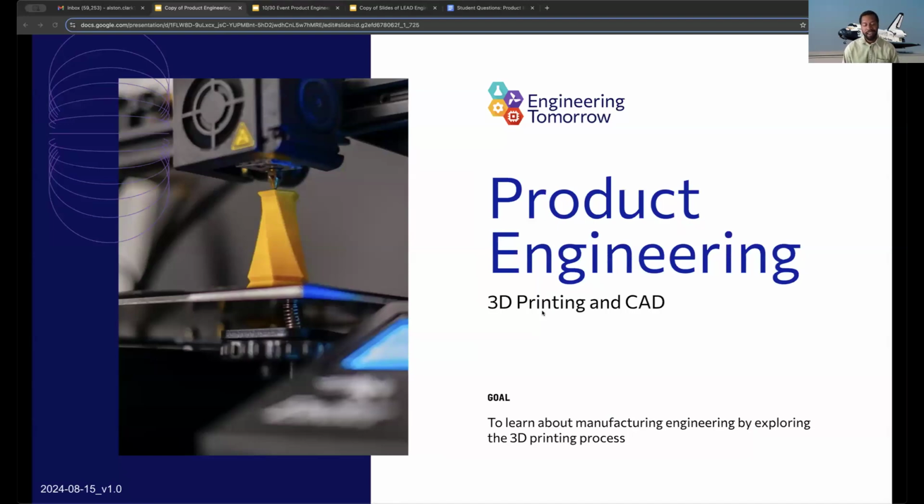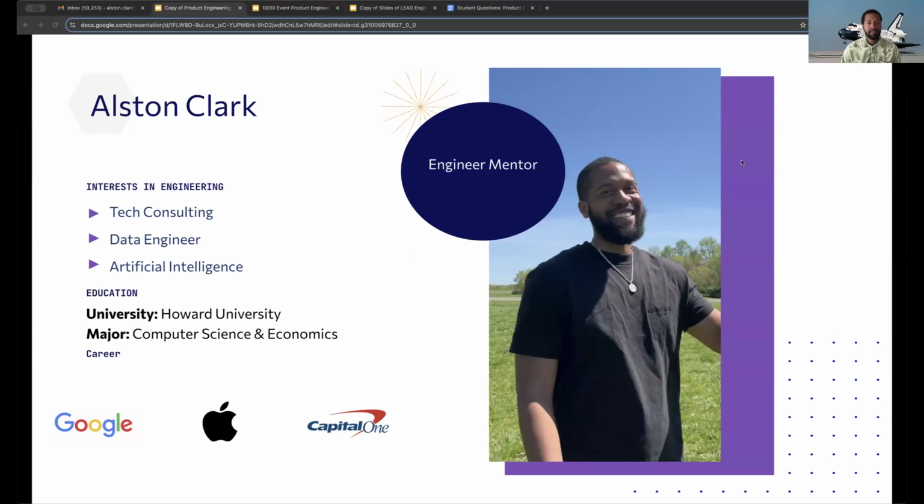So product engineering, this is an extremely exciting lab. And let me tell you a little bit about myself. My name is Alston Clark, and I am an engineering mentor here at Engineering Tomorrow. My general interests are centered around technology consulting, data engineering, and artificial intelligence. I grew up in DC, and I went to Howard University and studied computer science. Some of the places that I've worked at while in college and out of college are Google, Apple, and Capital One.